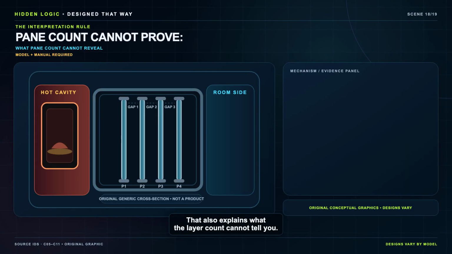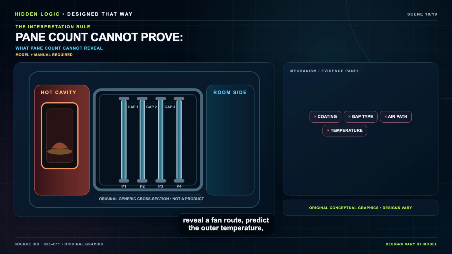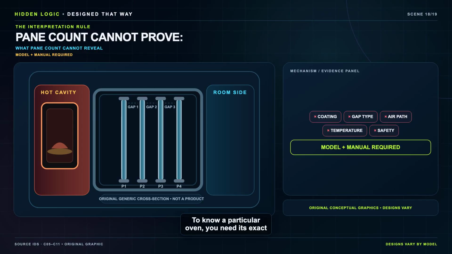That also explains what the layer count cannot tell you. It cannot identify the coating, prove a sealed gap, reveal a fan route, predict the outer temperature, or establish that one door is safer than another. To know a particular oven, you need its exact documentation and its complete, intact assembly, not a guess from the window.